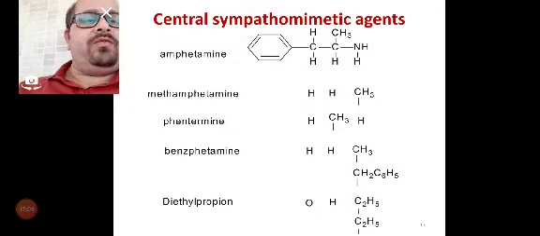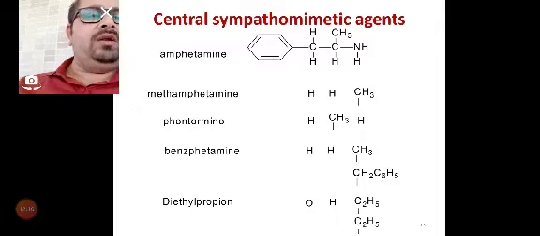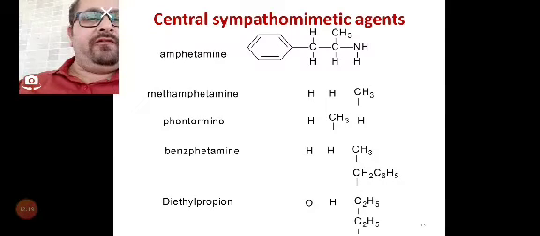If you look at the structure of methamphetamine, what is the structural difference between amphetamine and methamphetamine? Only one more methyl is substituted at the nitrogen. You will get the structure of methamphetamine. If you look at the third derivative of central sympathomimetic agents, phentermine. Phentermine, what is the addition?